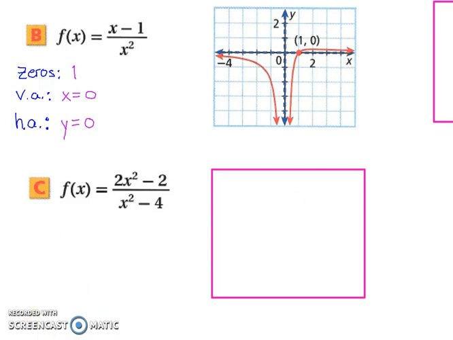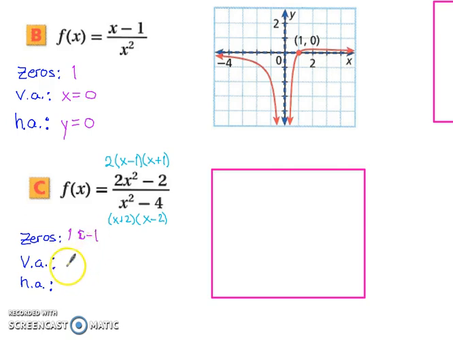Let's try C. So once again, zeros, vertical asymptote, and horizontal asymptote. For this one, before we can do any of these, we need to factor both the numerator and the denominator. Take a moment right now and do so. So now that it's factored, notice how this one's a lot more complex than some of the previous ones that we've done. So we can start with our zeros. That's going to be our numerator. So we know that for our zeros, we're going to have 1 and negative 1.